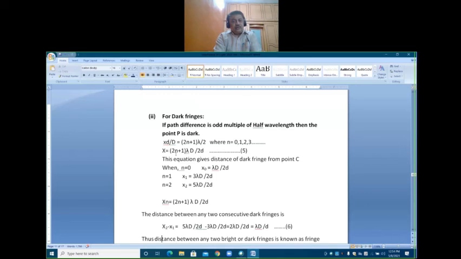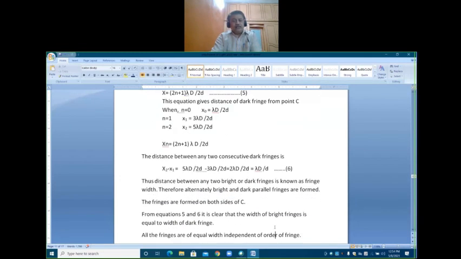n equal to 0, it is lambda D by 2d. For n equal to 1, 2 plus 1, it is 3 lambda D by 2d. For n equal to 2, 4 plus 1, it is 5 lambda D by 2d. Therefore, x2 minus x1 is 5 lambda D by 2d minus 3 lambda D by 2d, which comes out to be lambda D by d. So whether it is the distance between two bright or two dark fringes, it is the same.